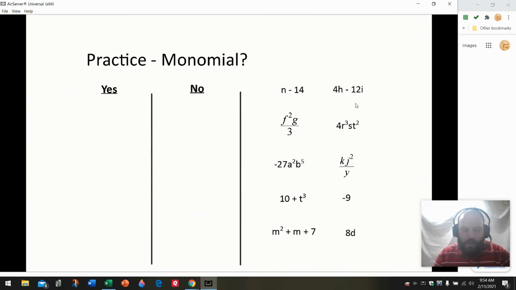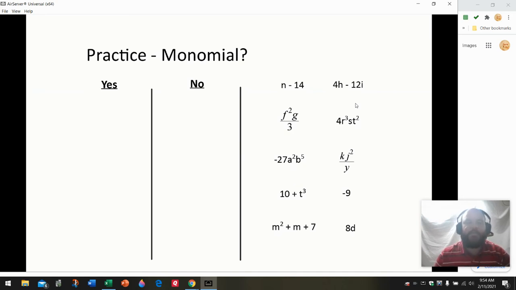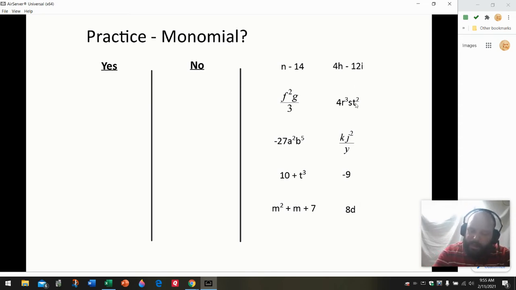So let's move on and we're going to practice. We're going to take a look at these and quantify them as a monomial or not. What I'm going to do is highlight the ones that are monomials with light blue. So I'm going to put the yes ones, and we will highlight the ones that are yes with blue.